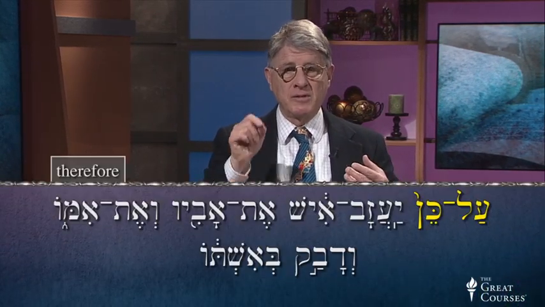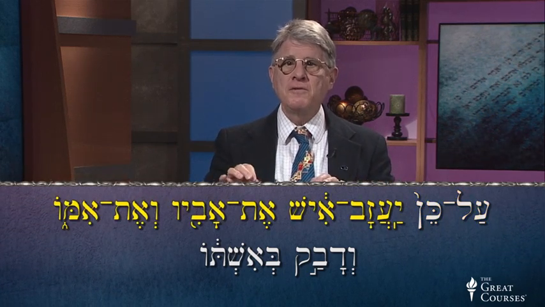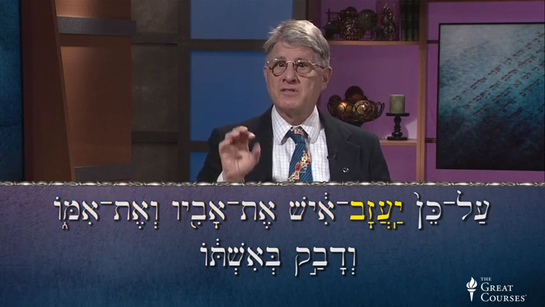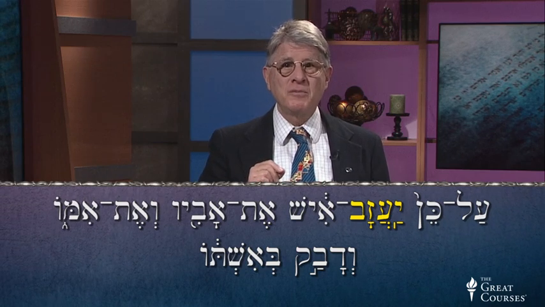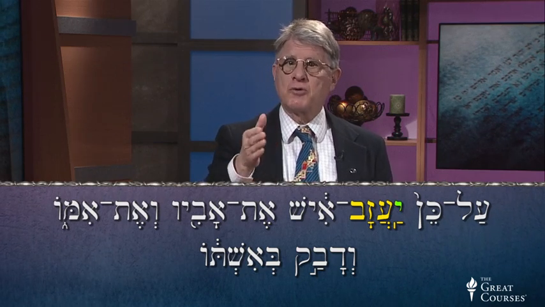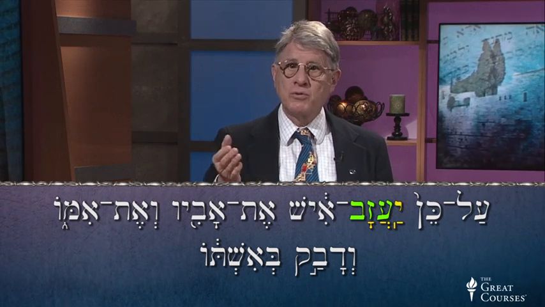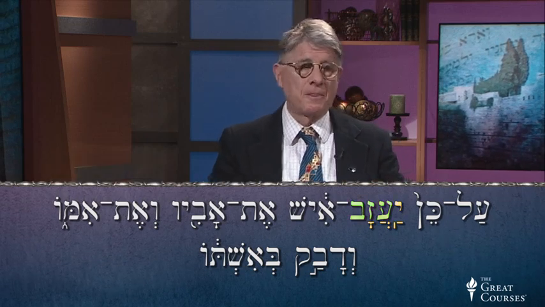And finally, from Genesis 2:24, a more challenging one. I'll help out with the verbs. Al kain, that means therefore, ya'azov ish et aviv ve'et imo. Did you recognize that ya'azov is an imperfect verb? What's the root and the PGN of this verb? The yud tells us it's third masculine singular. The remaining three letters are the root, ayin, zayin, bet, which means to abandon or to leave.